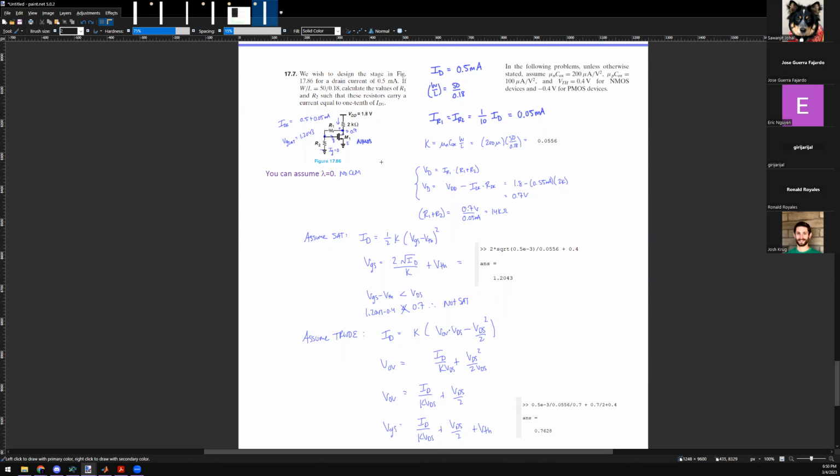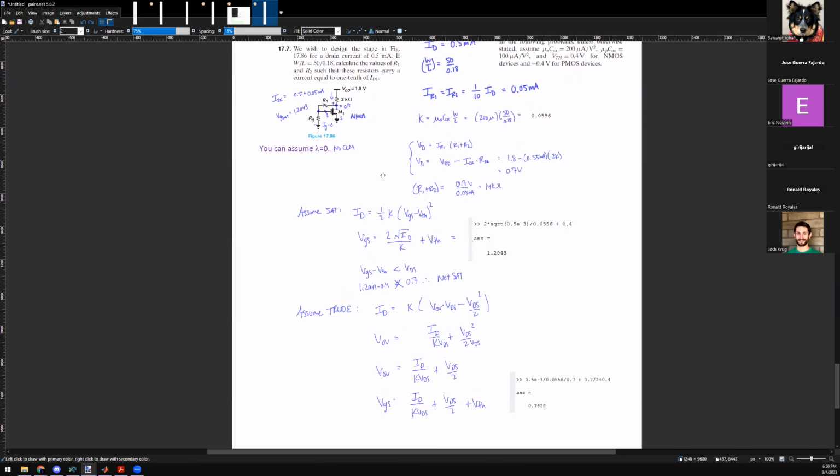So where did I mess up? From what I see, VD is supposed to be 0.7, apparently, according to an online solution. Okay, so we're good there. So then I messed up either the triode or the saturation equation, because one of them is supposed to give me something meaningful.